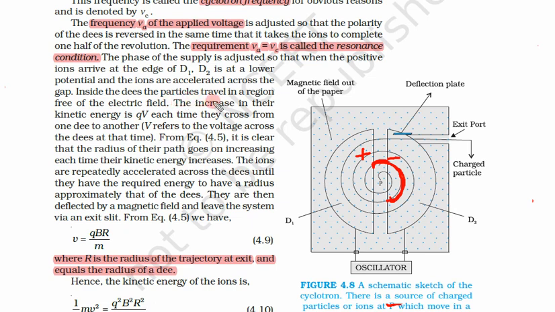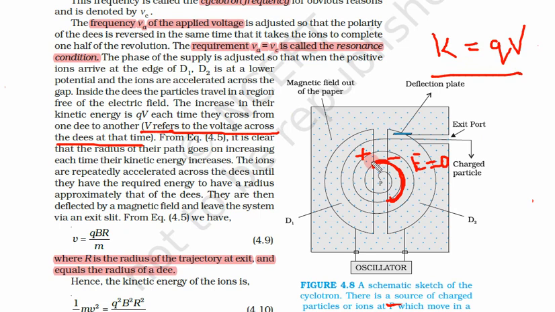Inside the D's, the particle travels in a region free of electric field. So we know inside the D's the electric field is 0. The increase in their kinetic energy is qV. So the kinetic energy gained each time they cross from one D to another is qV. Here V is the voltage, V refers to the voltage across the D's at that time.